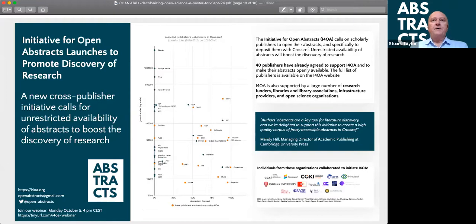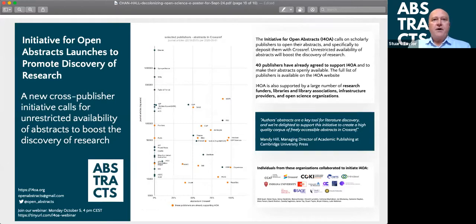3 publishers have been involved in creating this initiative: Sage, Hindawi, and the Royal Society. And so far, 40 publishers have already agreed to support I4OA and make their abstracts openly available. I4OA is also supported by a large number of research funders, libraries, infrastructure providers, and open science organizations.